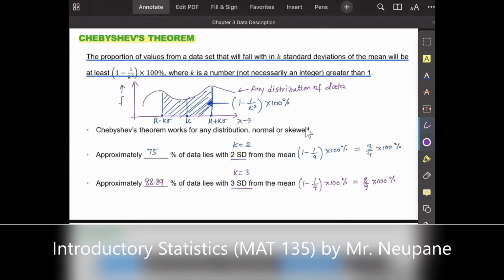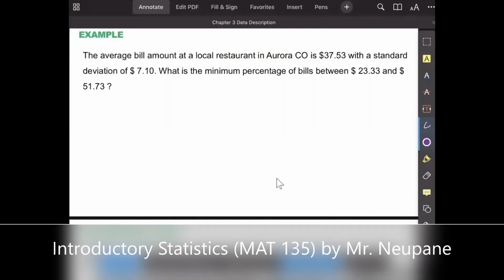So this is the statement of Chebyshev's theorem. This is what the theorem is saying. It is just like a formula. In the example to follow, we are going to learn how to use this formula to solve a problem. Always remember, within k standard deviations of the mean, the minimum amount of data is 1 minus 1 over k squared, times 100%. This is the formula from Chebyshev's theorem. Any questions here? No questions, okay.